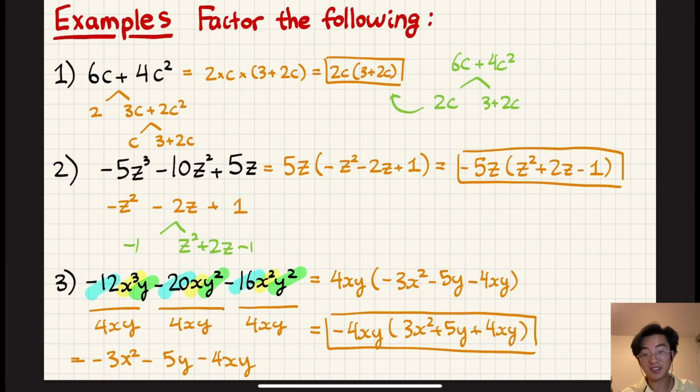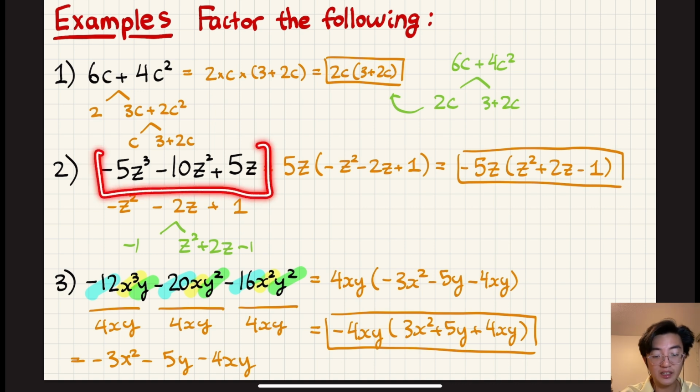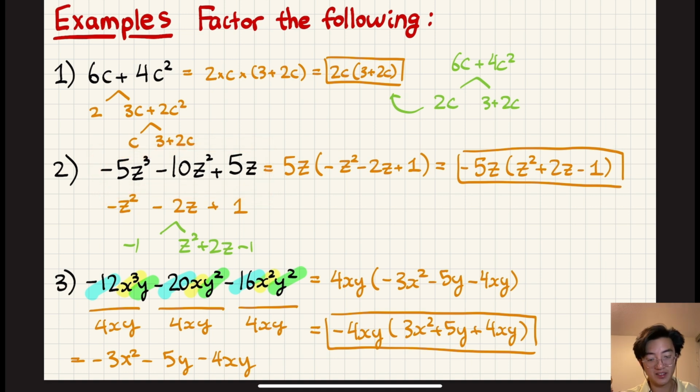So that is all there is to it with common factors. So in a nutshell, we're looking at constants first. What can we factor out? Or what's the biggest number we can factor out? And after that, we look at all the variables, or the alphabet.